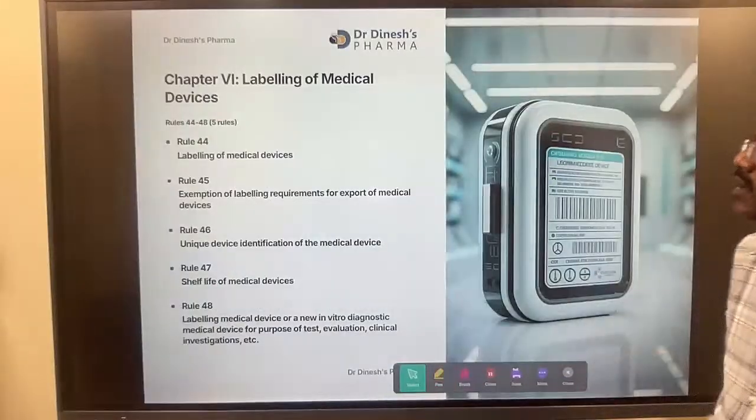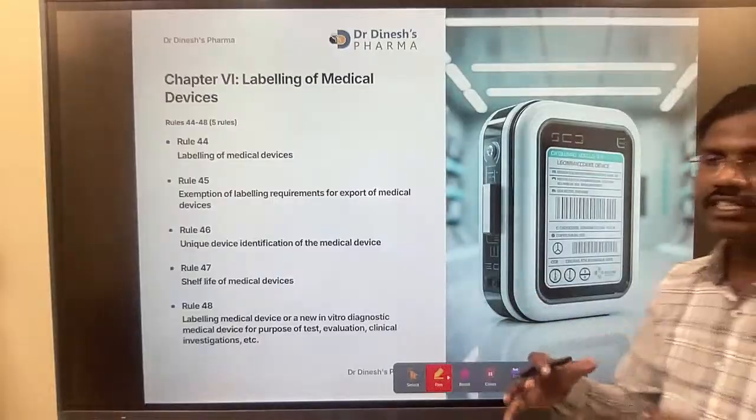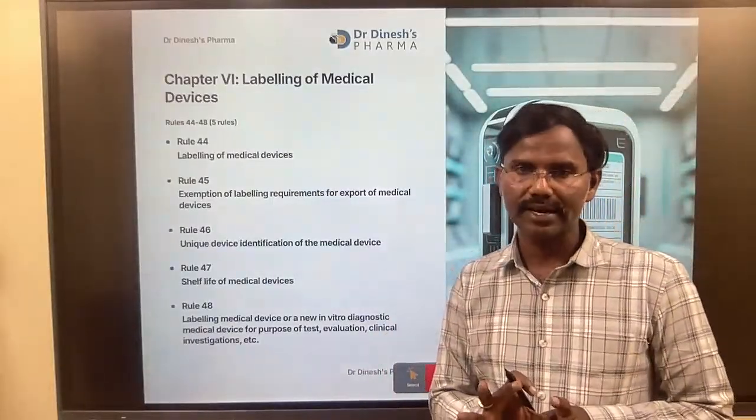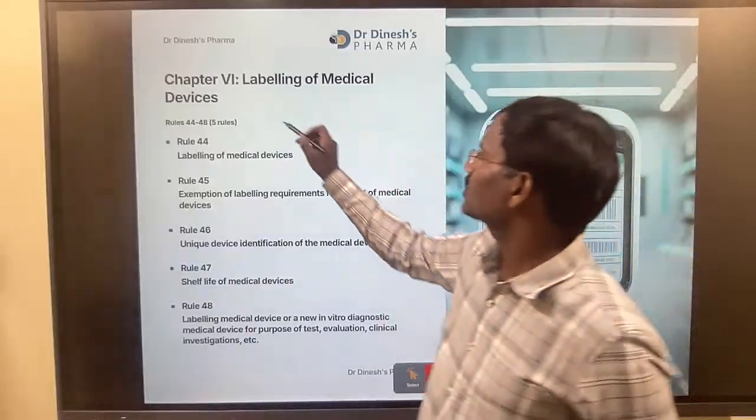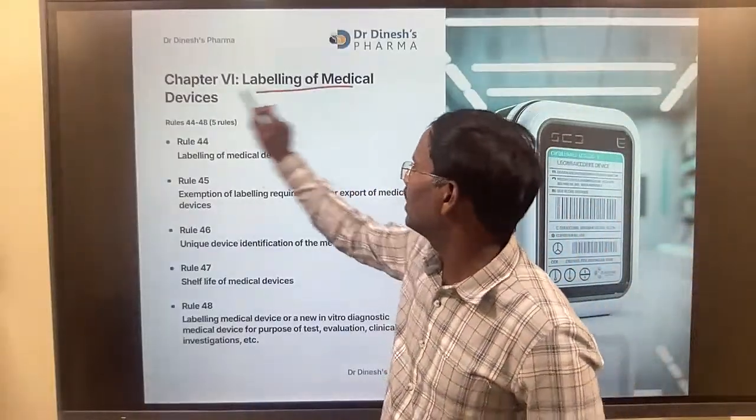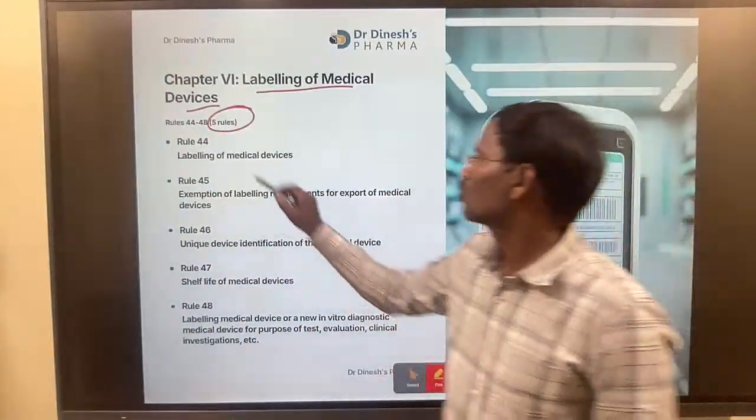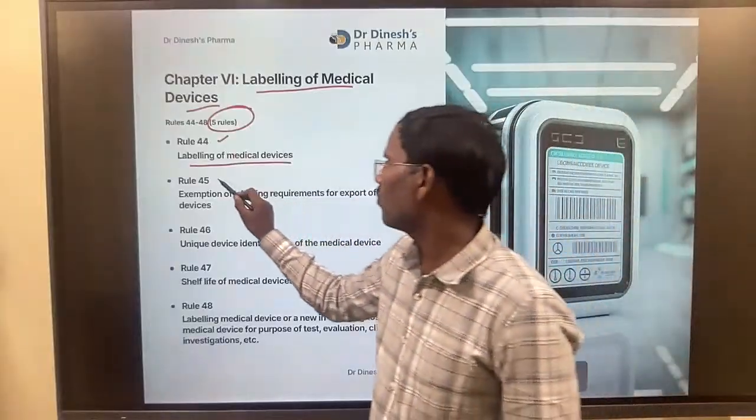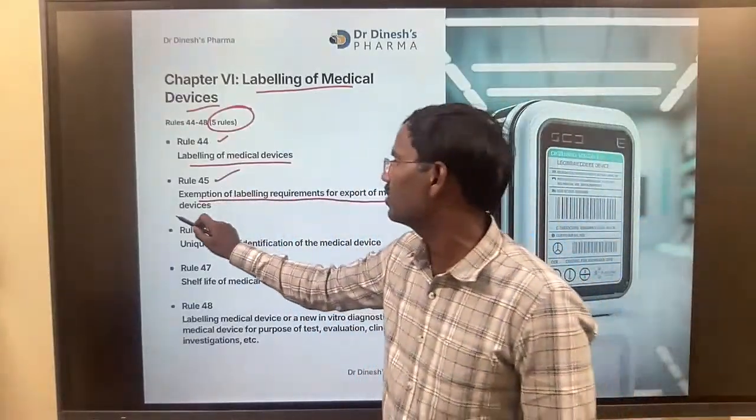Next, coming to chapter 6. Once we manufacture or import, we have to label properly. So what rules come under the labeling of medical device? There are 5 rules. Rule number 44 talks about labeling of medical device. Rule number 45 talks about exemption of labeling requirements for export of medical device.